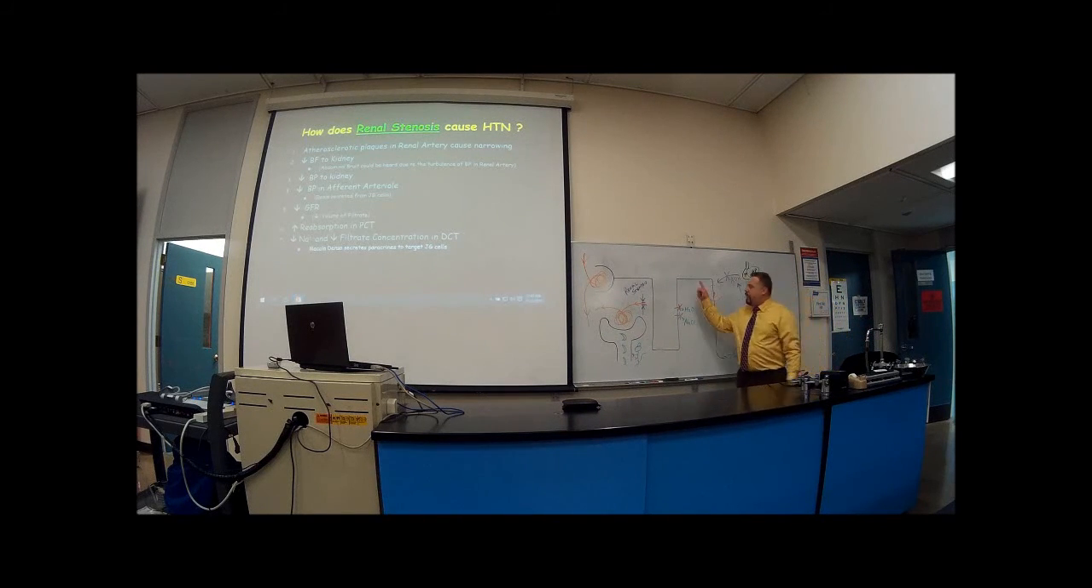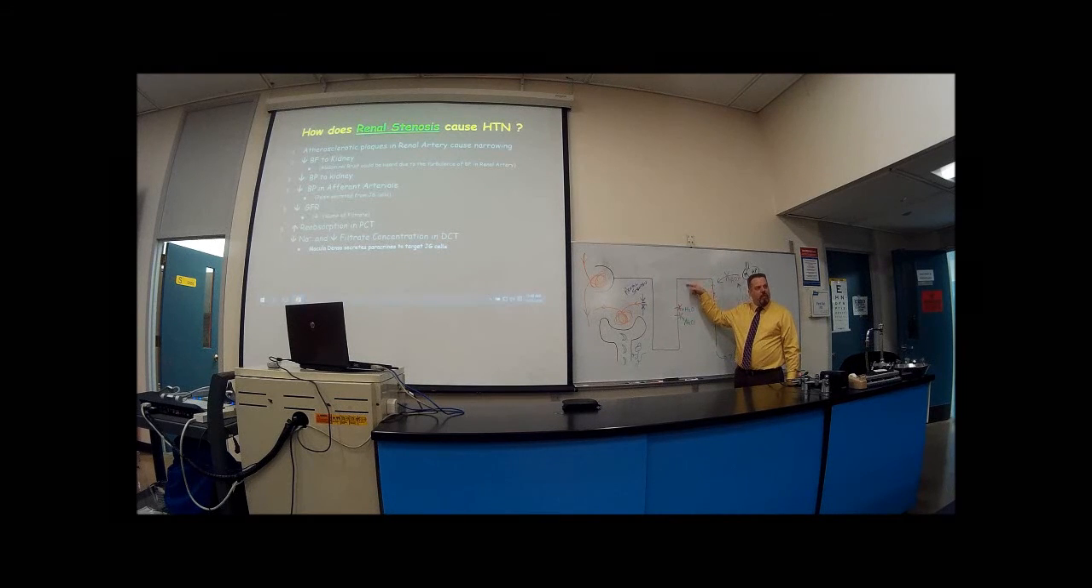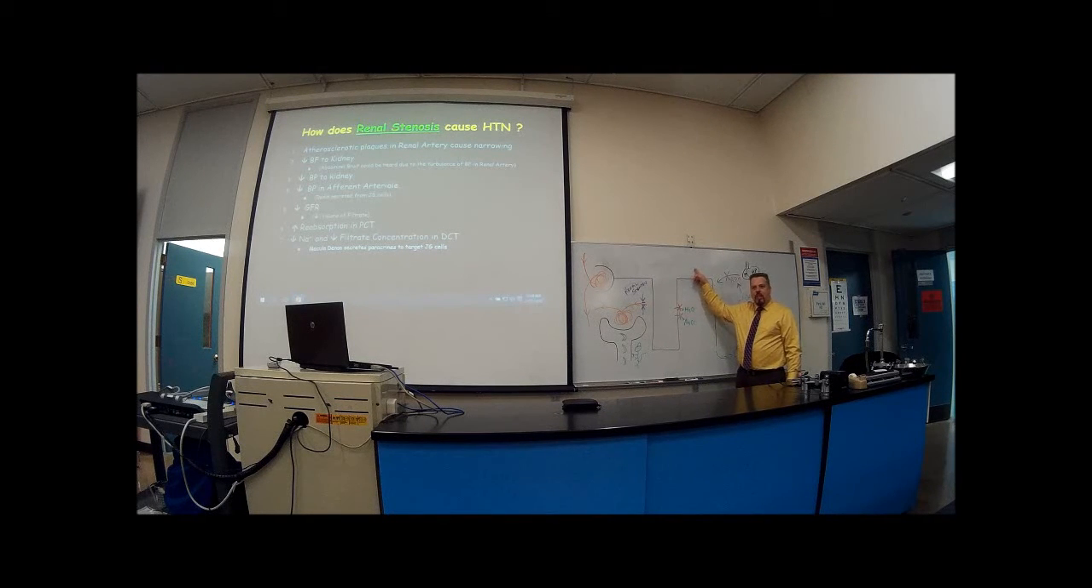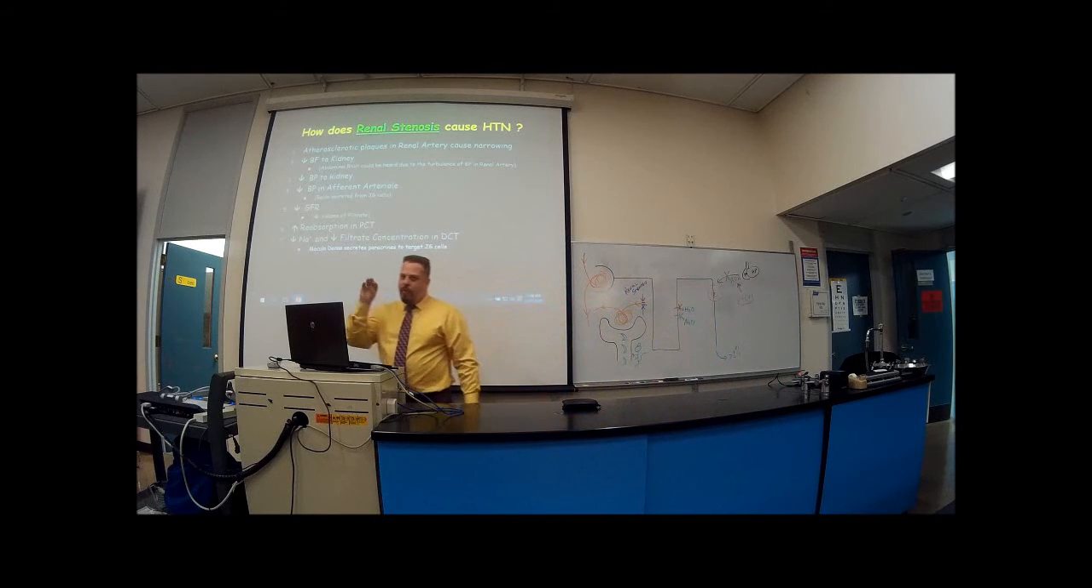Remember, the macula densa, which is part of the DCT, is a chemoreceptor, so it senses less sodium. It's an osmoreceptor, osmo meaning concentration. We're seeing less concentration here, in this case sodium. The macula densa will tell the JG cells that there's a low amount: you better go and release renin to get your blood pressure up.